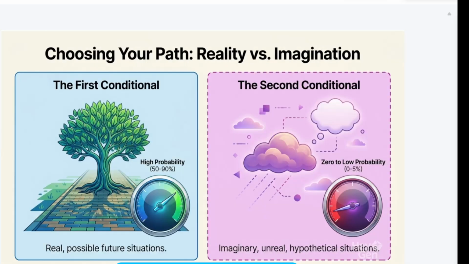Choosing your path: reality versus imagination. Now we need to choose which world we are talking about. The first conditional is used for real and possible future situations. The probability is relatively high, around 50 to 90%. The second conditional, on the other hand, is used for situations with very low probability, around 0 to 5%. So, before choosing the grammar, ask yourself, is this a real and possible situation, or am I imagining something?